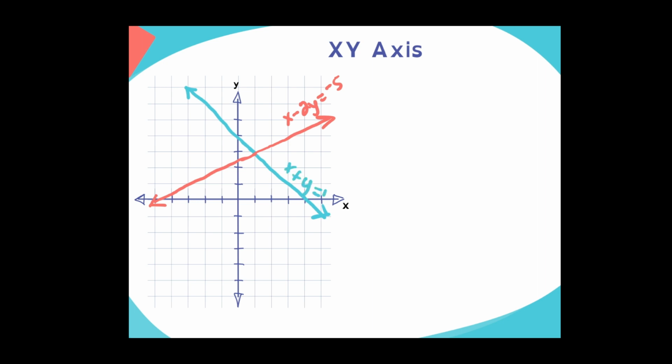It doesn't always work well because if they cross in the middle of one of those squares, you don't really have an exact location. So we have a couple of algebraic methods to use as well. So this is the graphing method. You look at the graph, you see where they cross. But like I said, it doesn't always work.